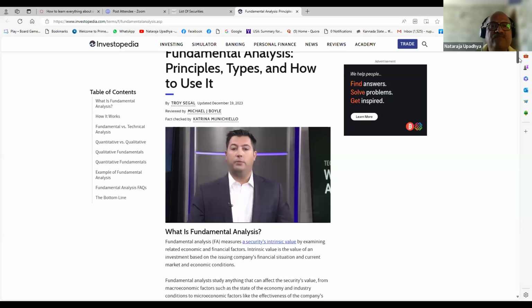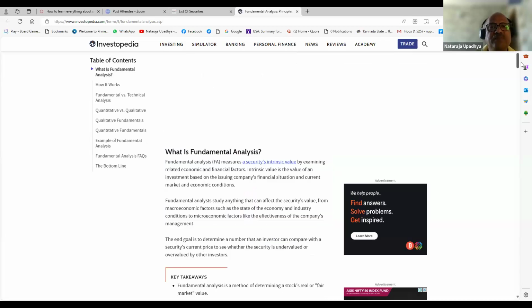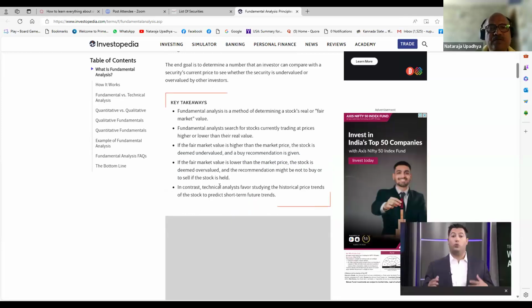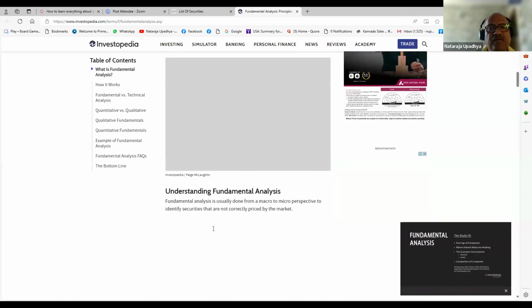So Investopedia has been a great resource, free resources for learning the concepts. But today, most of its free resources are becoming course contents, so you have to pay for it. But still, there is a lot of useful information here. So go through this fundamental analysis through Investopedia. Okay, so I am just doing the highlight.